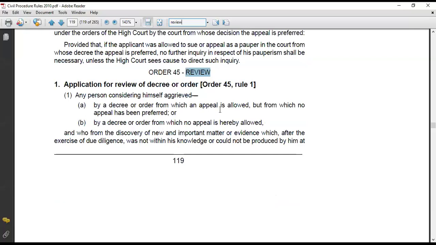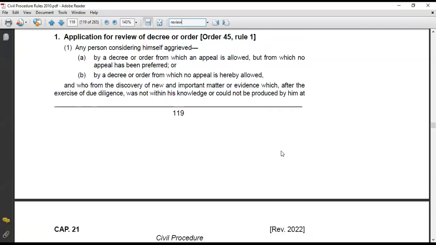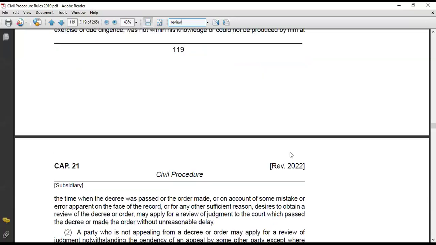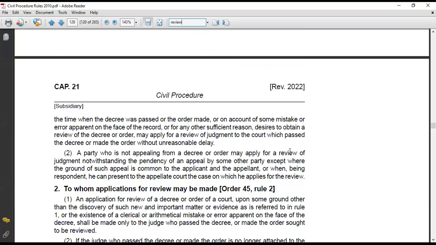Any person who considers himself aggrieved by a decree or order from which an appeal is allowed, but from which no appeal has been preferred, or by a decree or order from which no appeal is allowed, and from the discovery of new and important matter of evidence which after the exercise of due diligence was not within his knowledge or could not be produced by him at the time when the decree was passed or order made, or on account of some mistake or error on the face of the record, or for any other sufficient reason, desires to obtain a review of the decree or order, may apply for a review of judgment to the court which passed the decree or order.